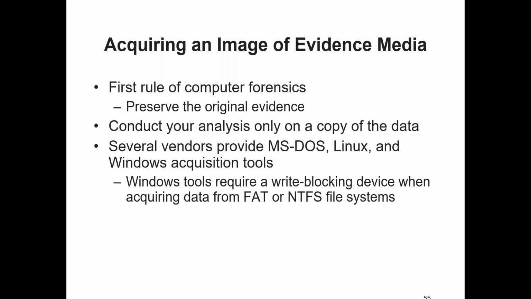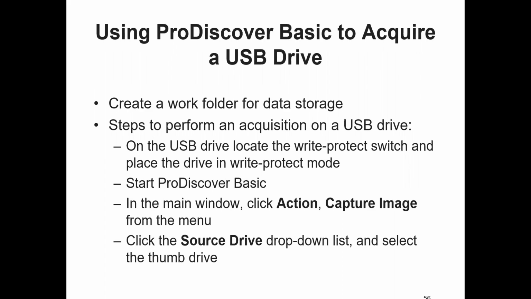You analyze your work based on the copy of the files that you pick, so that you're not deleting information or overwriting them. Of course, we say that a Windows tool requires a write blocking device when acquiring FAT or NTFS. Why? To freeze it so that no information is overwritten, so you don't lose data which is in motion. That is why we use our write blocker as we had seen. So of course, the next slides are taking us through the steps.